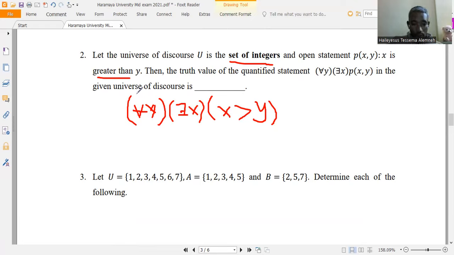For any choice of y, we can find a corresponding x in the set of integers such that x is greater than y. So it's true.